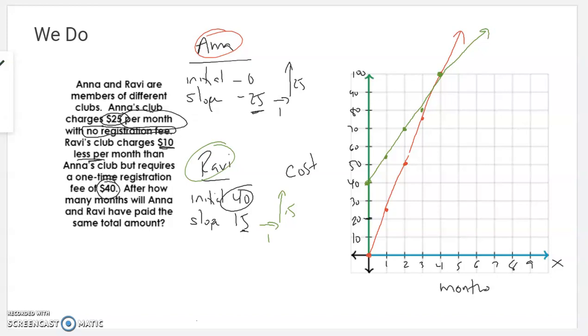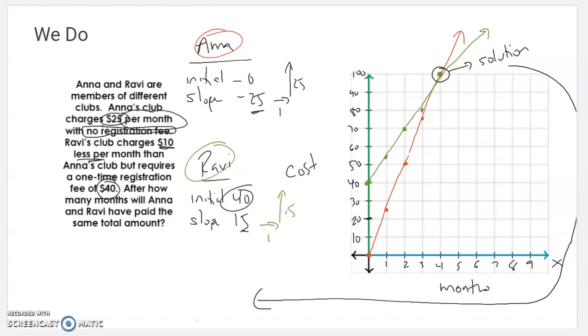So some things to note on your graph after you've made it. First of all, this point right here where they intersect, that is the solution. So what that solution means is after 4 months, both have spent $100. So that's what that point tells me. The solution is the magic month or point in which both of their plans cost the same amount of money.